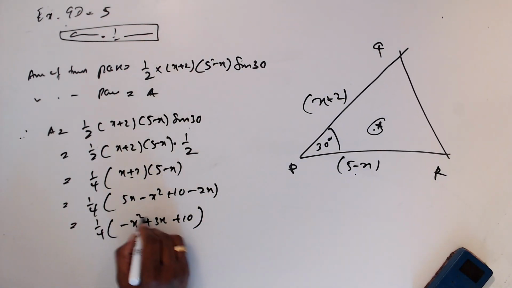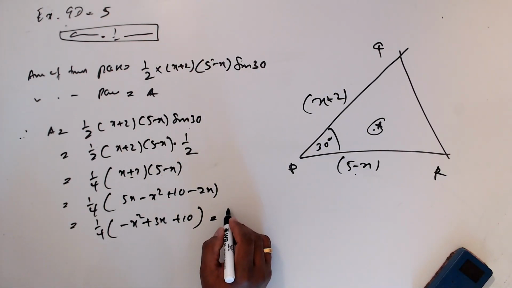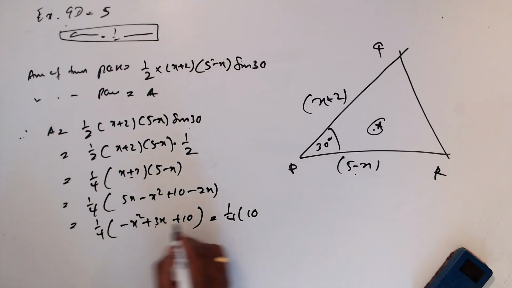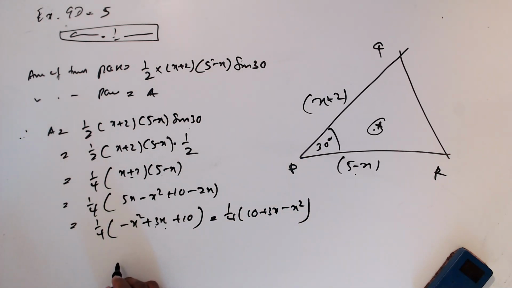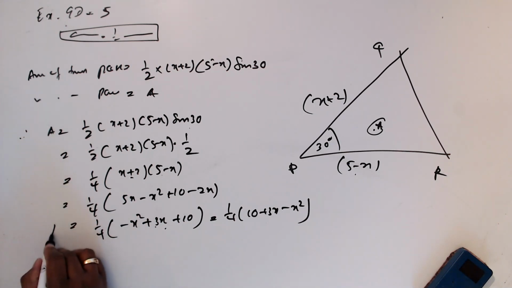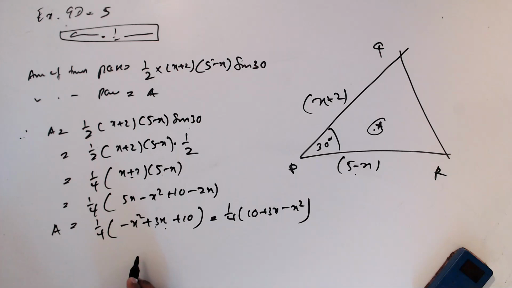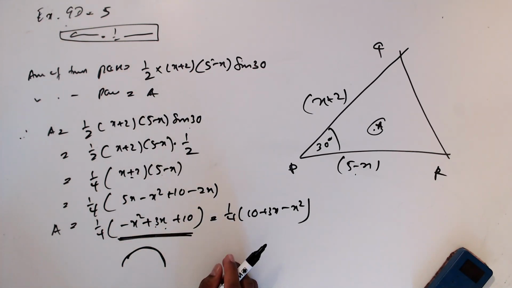So the answer is in this form: 1 over 4 (10 plus 3x minus x square). Okay, now part B: use the method of completing the square to find the maximum value of A. So we want to find the maximum. Why do they say maximum? Because when you look at this, you can see a quadratic equation, and the x square coefficient is negative, so it's going to be this kind of graph. That's why they are using the word maximum.